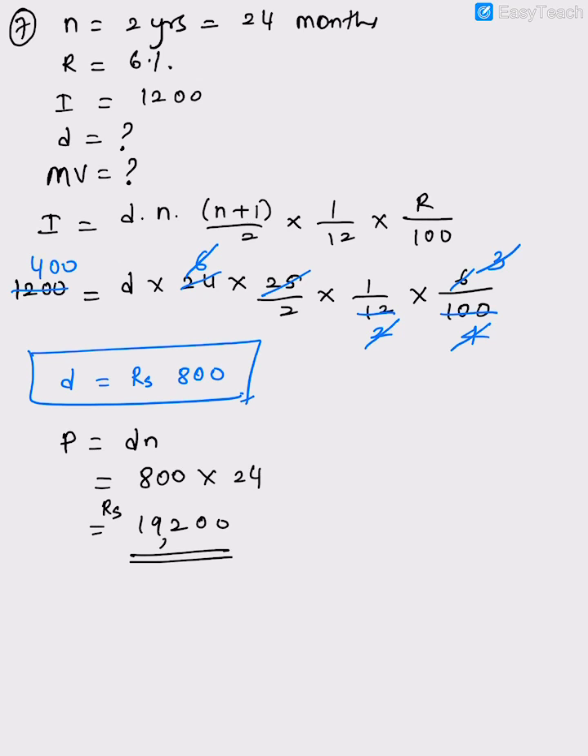Okay. Now we have to find out the amount. So how will you find out the amount? I hope you'll know it by now yourself. How will you find the amount? P plus I. So the principal is how much? 19,200, plus what's the interest? 1,200. Add them. I think it will come to 20,400 rupees. That's your amount. Done.